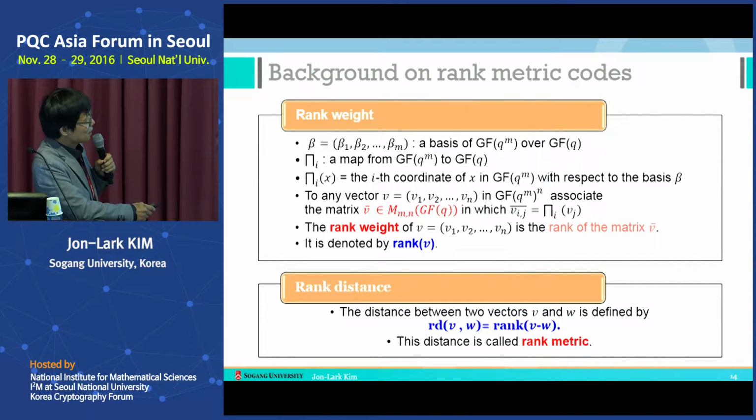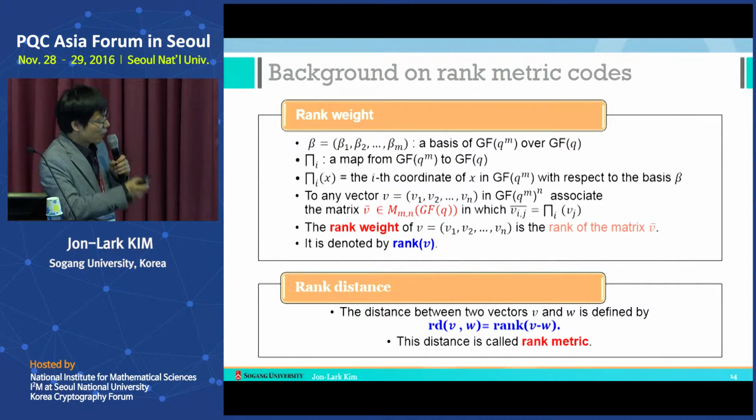This is basically just the span of these columns, and so the dimension doesn't change. It does not depend on the basis. So the rank will be the same. So we simply denote the rank of V by rank(V). Given two vectors in here, you can find the distance by rank(V minus W). So this distance is called the rank metric. Okay, it gives a metric.